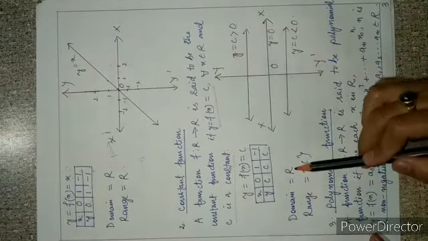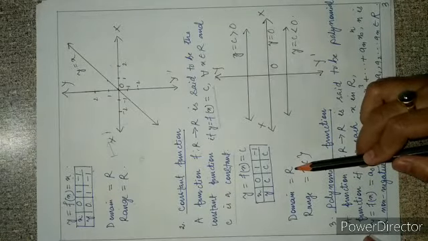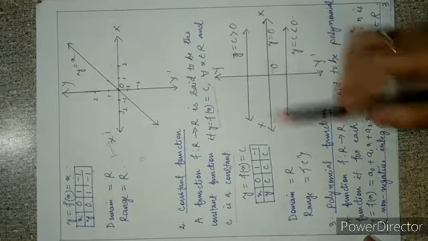Domain of the function is equal to R. Domain of the function is equal to R means every real number is mapping to the same constant C.